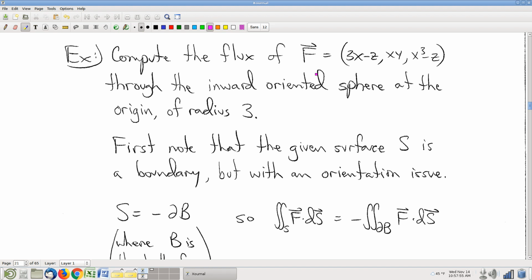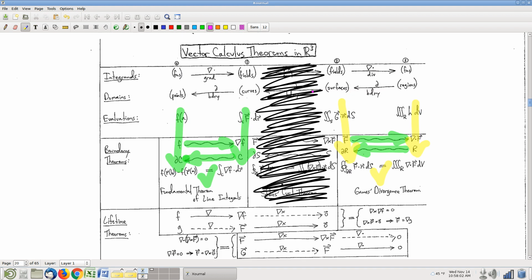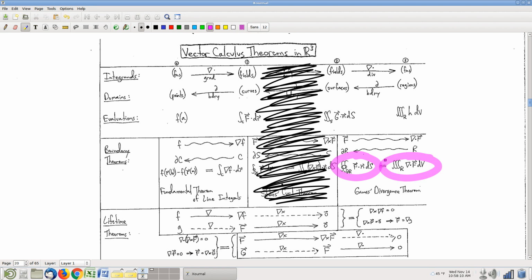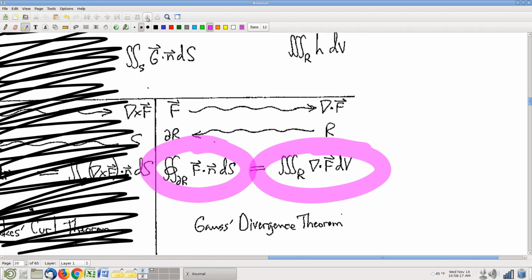Okay, so let's go to plan B. See if we can get clever about this. Notice we have our brand new theorem here. It says if you're interested in computing a flux, you might be able to rewrite that as a triple integral. And who knows, maybe that triple integral will be easier to calculate with. No promises, but it's something you can try.